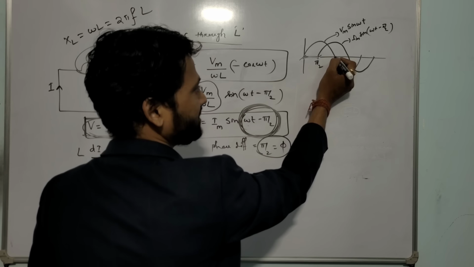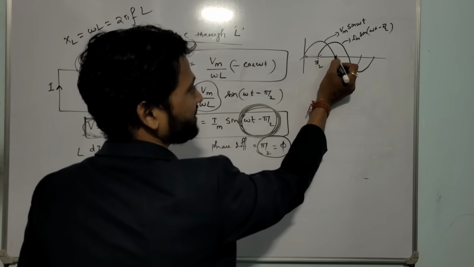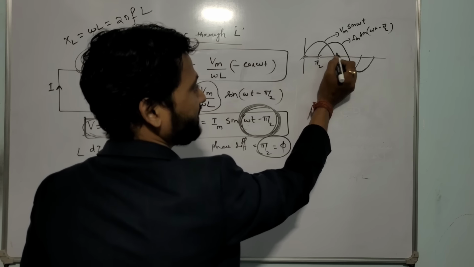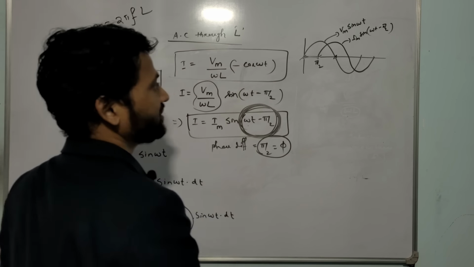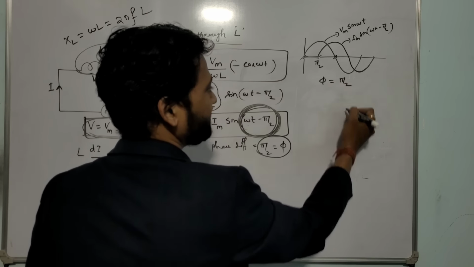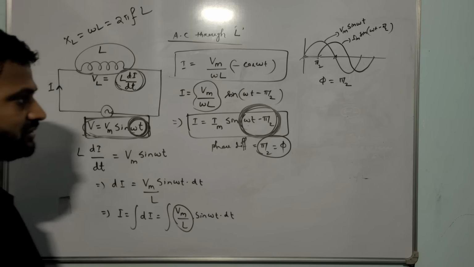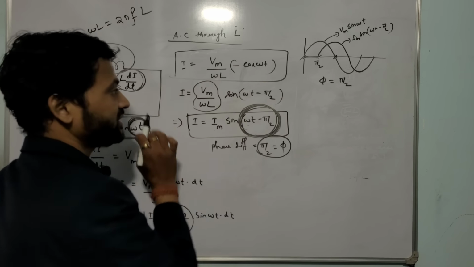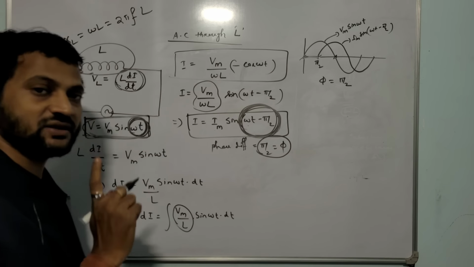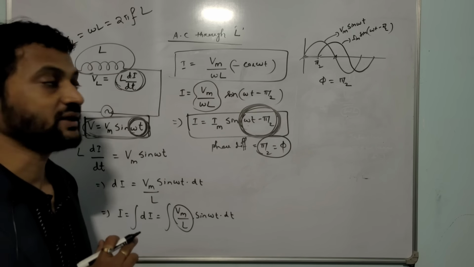Check any instant: the angle of voltage is 180 degrees or pi, the angle of current is pi by 2, so pi minus pi by 2 is pi by 2. So at any instant you can check, the angle difference or phase difference will be pi by 2. To know whether this circuit is leading or lagging, check: if current is leading, that is a leading circuit, and if current is lagging, that is called a lagging circuit.